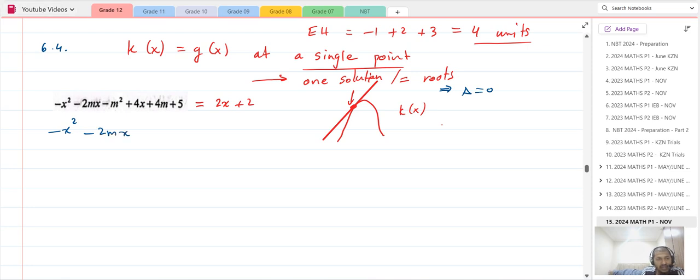Now we have 4x here already, so if we bring the 2x over, you will get 4x minus 2x, which is plus 2x, right? So I'm grouping all this up: minus x squared, the 4x and the 2x. Now what I am left with is constants. Minus m squared, 5 minus 2 is 3. So plus 3 minus m squared is equal to 0. I don't think I missed out anything.